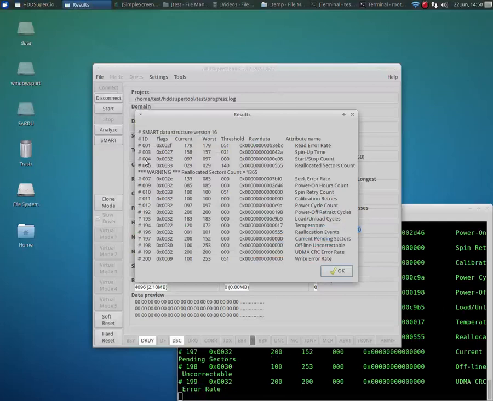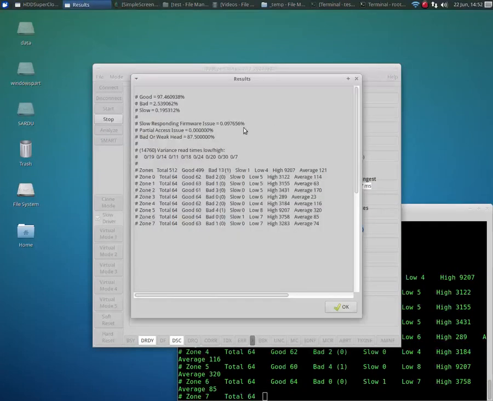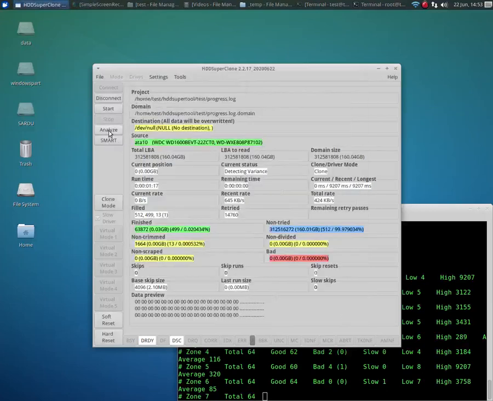Connect, check smart. This is warning 1365 reallocated sectors. Well, so we know there's an issue. Let's see what the analyze shows us. Okay, this says 97.5% almost good, 2.5% bad, a small amount of slows, and it says 87.5% chance of a bad or weak head. So let's do a second analyze and see what it shows.